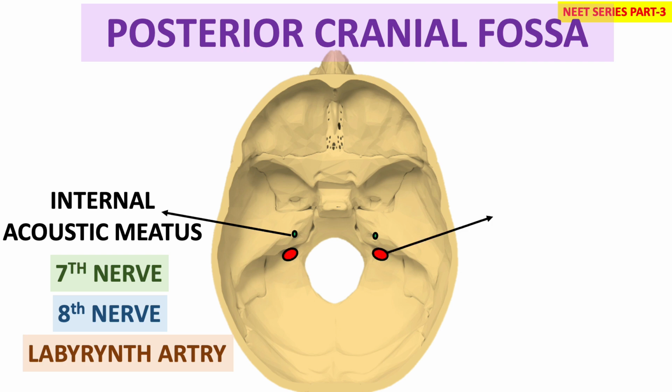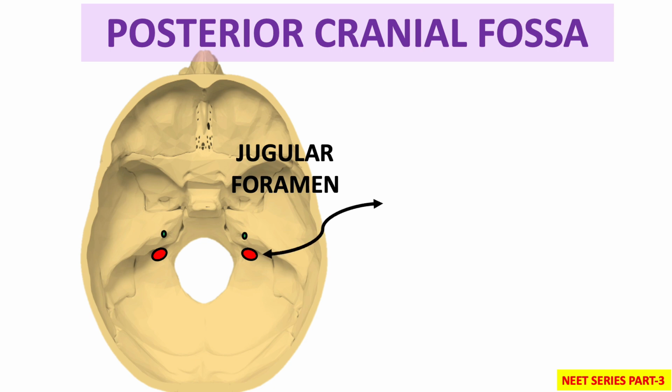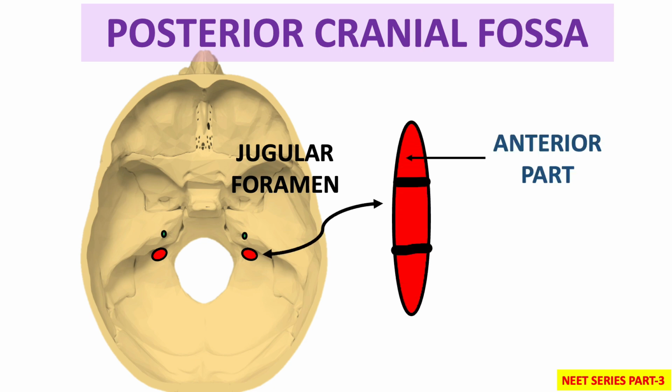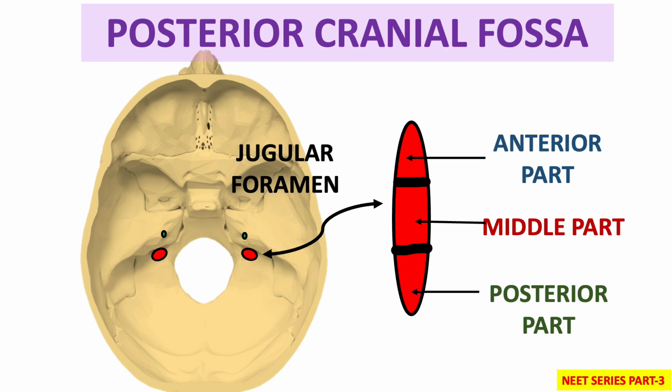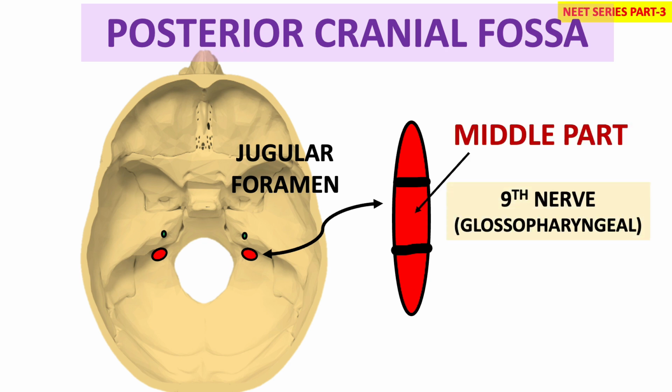Then we have the jugular foramen. As you can see, it is highlighted in red. The jugular foramen is further divided into three parts: an anterior part, a middle part, and a posterior part. Through the middle part passes the ninth nerve, that is glossopharyngeal. Then we have the 10th nerve, that is vagus, which passes through the middle part of the jugular foramen.